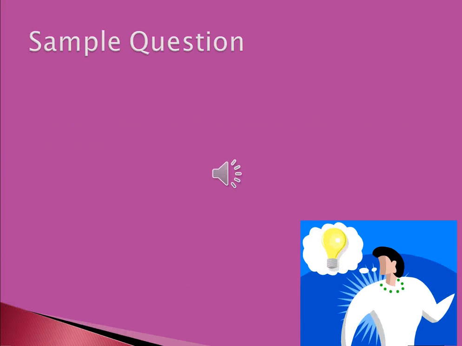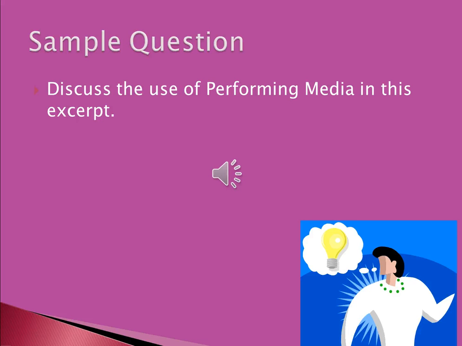Okay, so your sample question might be, as I said, when it's tone colour, it can also be called performing media or sound sources. So the question is, discuss the use of performing media in this excerpt. Now the piece of music I'm going to play for you is from a band called La Rumba, and it's a song called Margarita. So let's listen to a little bit and then we'll keep going.